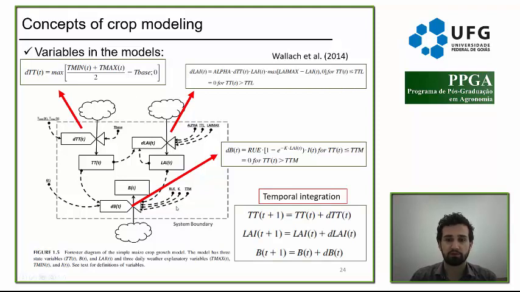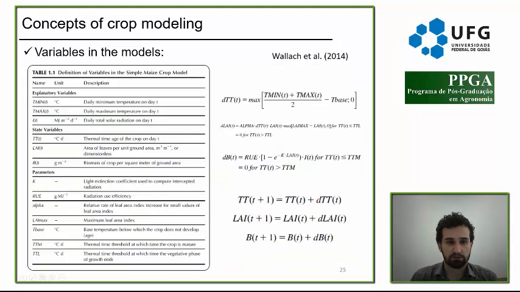And all these processes are repeated every day to make this thermal time accumulation, the leaf area index increase across the cycle, and the biomass production. So here we have the value for today, the actual value, plus the variation from one day to another to get the new value on the next day. The same thing we do for thermal time, for leaf area index, and for biomass. And here we can bring all the details for this equation in this representation of the model. We have all the definitions here.